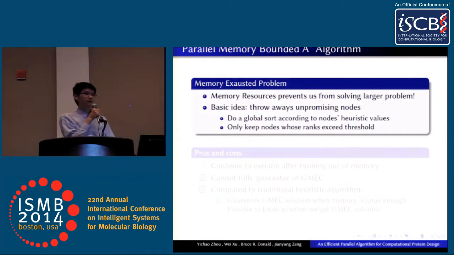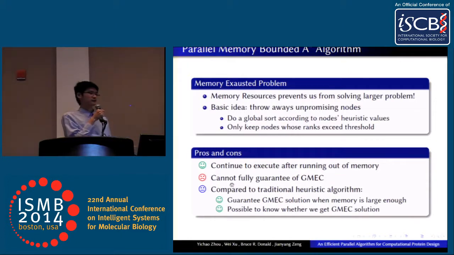Now we have optimized the A-star search algorithm a lot by the parallelization. However, the memory exhaustion problem still prevents us from solving a large problem. Our idea to solve this problem is that we can just throw away some unpromising nodes. So when we run out of memory, we first do a global sort according to the nodes' heuristic energy. Then we only keep the partial nodes with minimal heuristic function value.